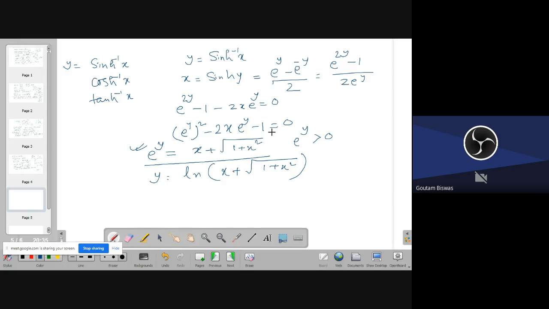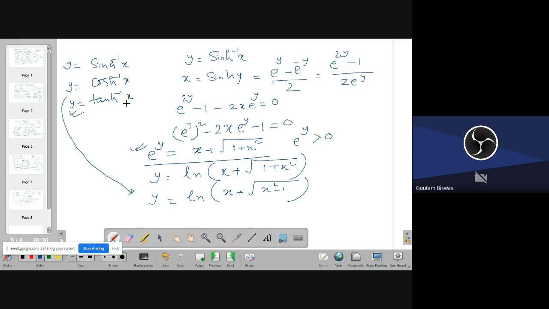Okay, so similarly you can find out y is equal to cosh inverse x, then what will be the y? You will find that in this case y will be equal to log of x plus root over x square minus 1, just the same way. And in the case of y is equal to tanh inverse x, you will find something else. So you try to find this one.